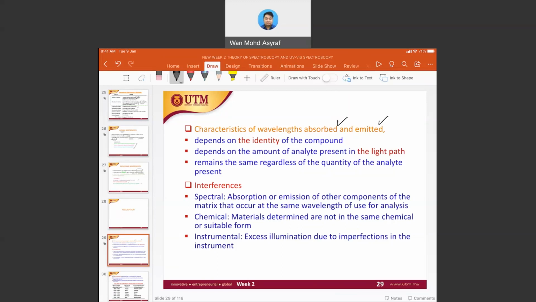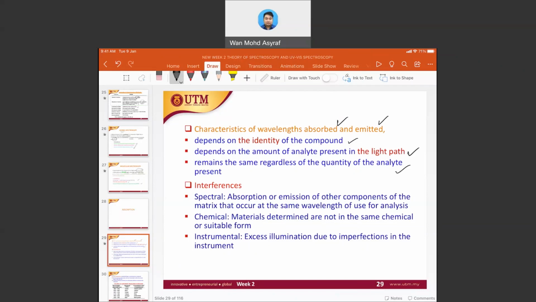The characteristic of the wavelength that has been absorbed or emitted by your sample will depend on the identity of the compounds. Each compound would have a different absorption or emission level, so this difference can be used in terms of identifying the compound. It also depends on the amount of the analyte present in the light path, and the wavelength remains the same regardless of the quantity of the analyte present.